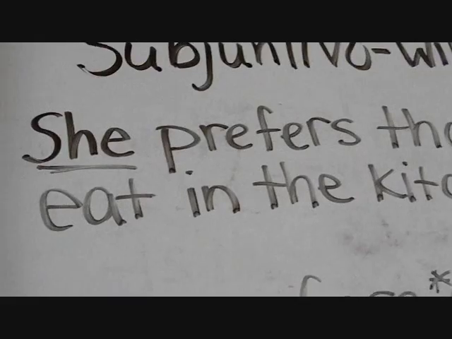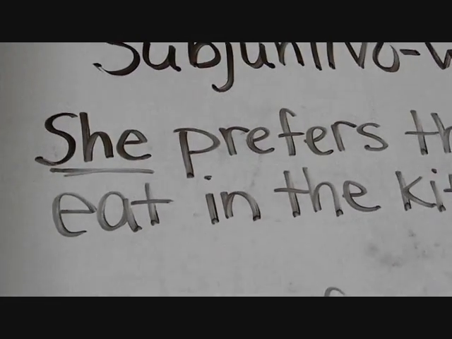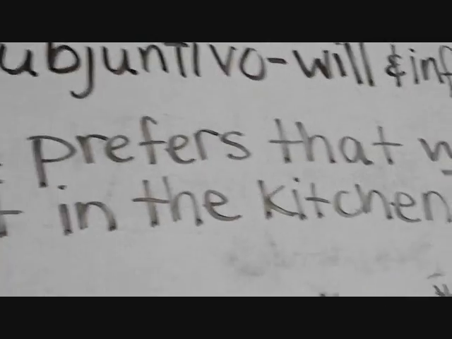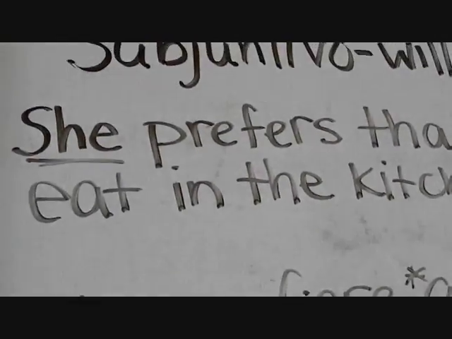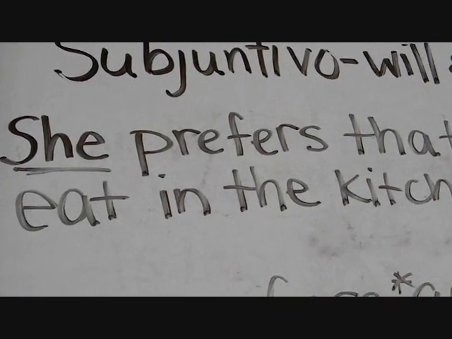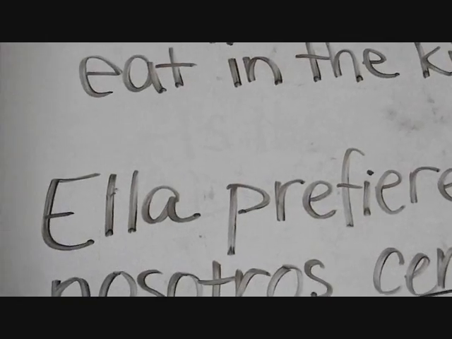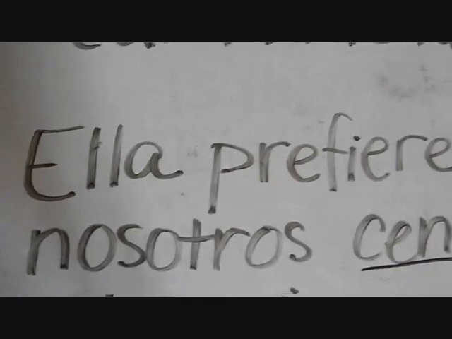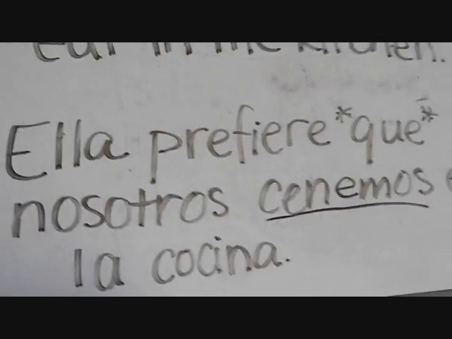The second question we have to ask ourselves about the subjunctive is, is there a subject change in our sentence? She prefers that we. So yes, there is a subject change in our sentence. So we are going to use the subjunctive. Okay, aquí es la frase en español. Ella prefiere que nosotros cenemos en la cocina.